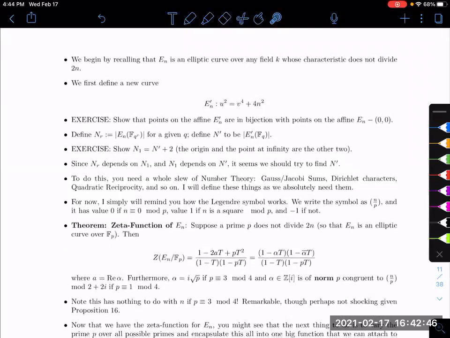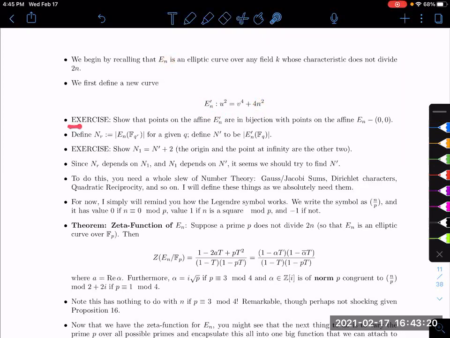And so we're going to do that now. So here's what you do. I'm going to give you just a few steps that you would need to go through to proceed. You take your E sub n. You realize that's an elliptic curve over any field K whose characteristic does not divide 2n. We've known that for a couple weeks now. And you define a new curve out of it. Here's the curve. It's E sub n prime, and its equation is u squared equals v to the fourth plus 4n squared. This n is the same n that's showing up in the subscript of E.